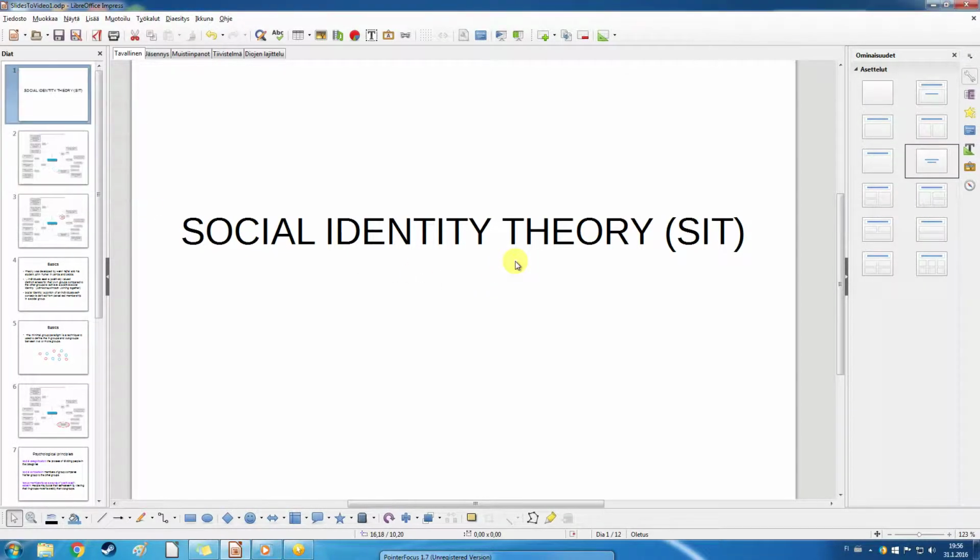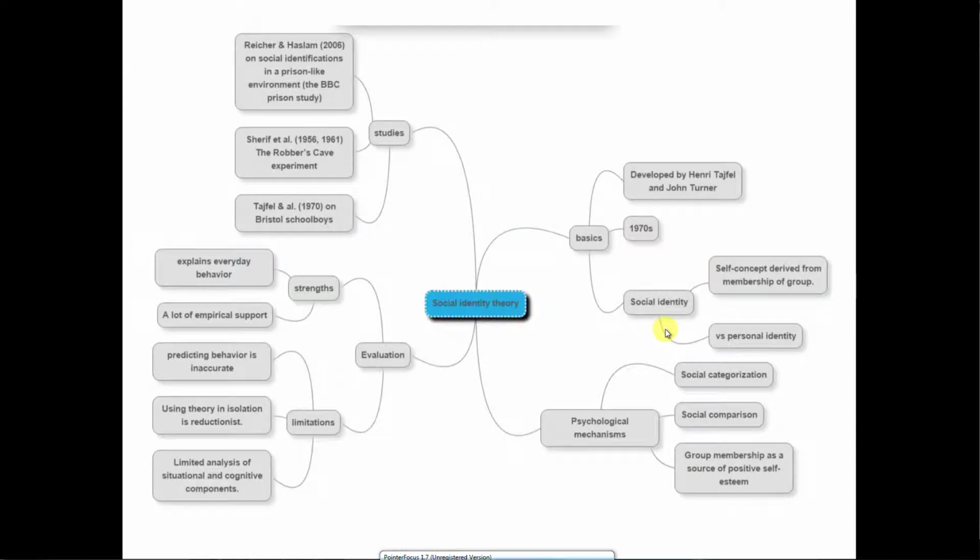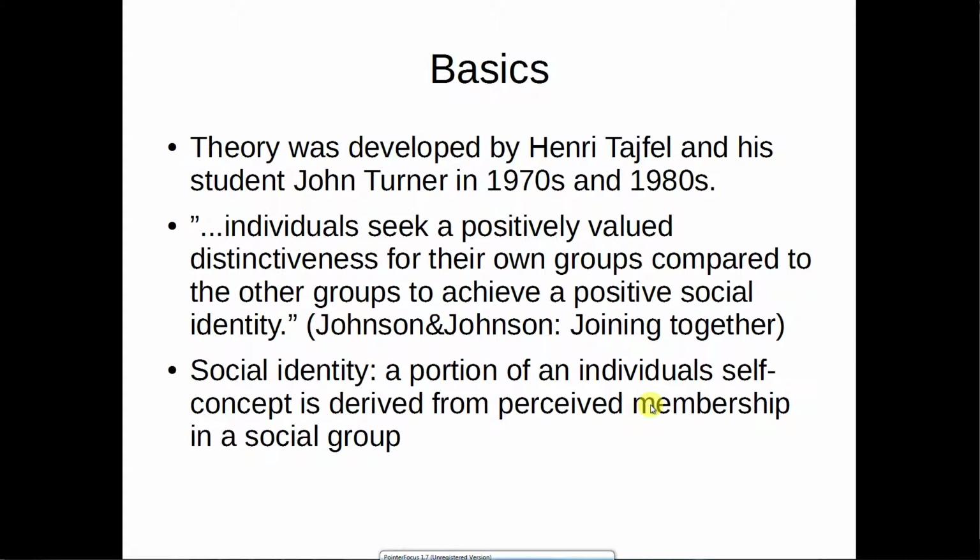Let's take a look at social identity theory, SIT. You can see the whole theory in this mind map. I divided the theory into four main categories: basics, psychological principles, evaluation, and studies. In this video, I mainly concentrate on basics and psychological principles. So, to the basics. Social identity theory was developed by Henri Tajfel and John Turner in the 1970s and 1980s.